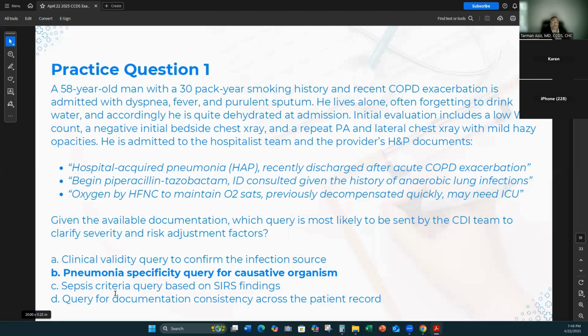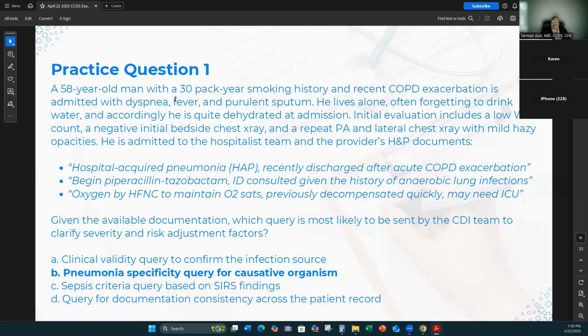Sepsis criteria query based on SIRS findings. Well, we had a fever. I didn't see any evidence of tachycardia mentioned. I don't see hypotension. I don't see tachypnea. I see dyspnea, but not tachypnea per se. So we don't really have a good, strong indication from the author of the question that we're thinking sepsis here. It looks more like pneumonia, lung infection, rather than true systemic involvement.